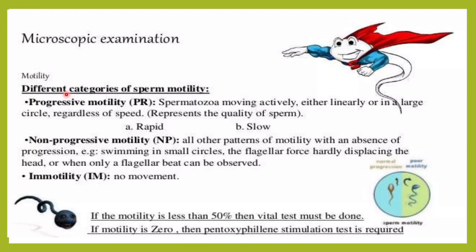Progressively motile sperms are the ones which are moving very actively. They are either moving in a linear direction or in large circles, regardless of the speed.